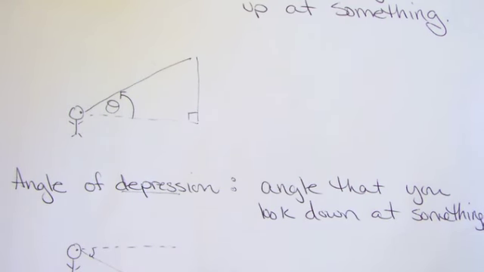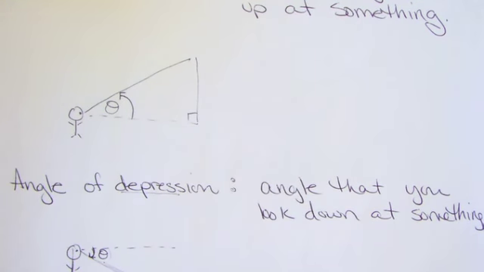All right, you're standing perpendicular to the ground. See how you and the spider and the way you look at the spider forms this right triangle? The angle of depression is outside of that right triangle. Again, it's the angle that you look down at something.